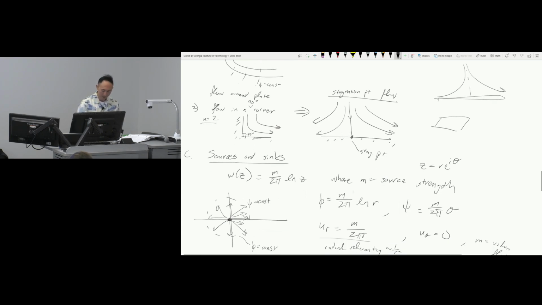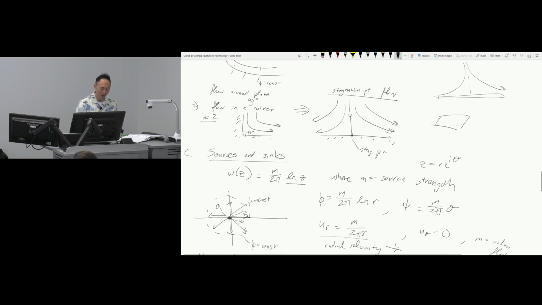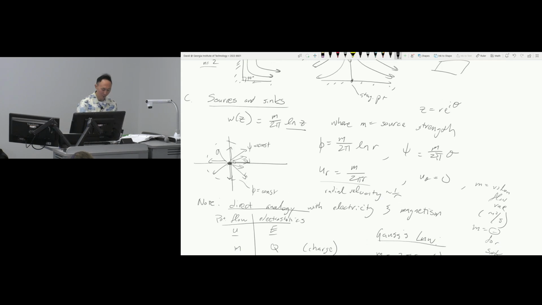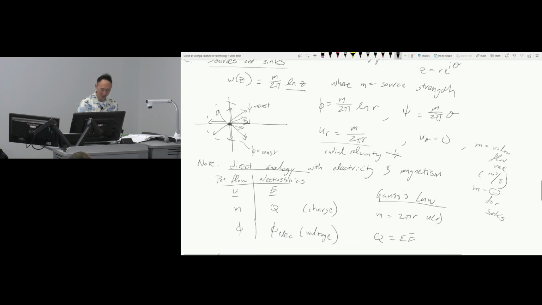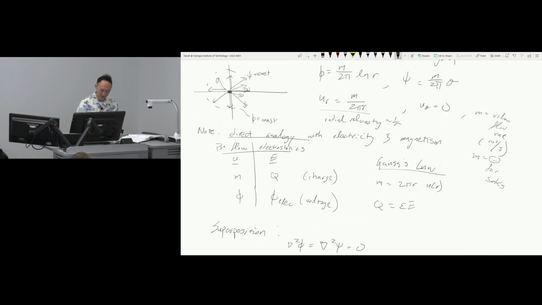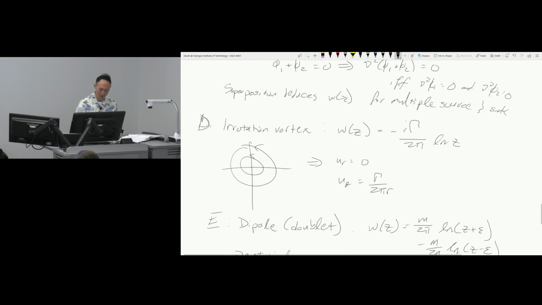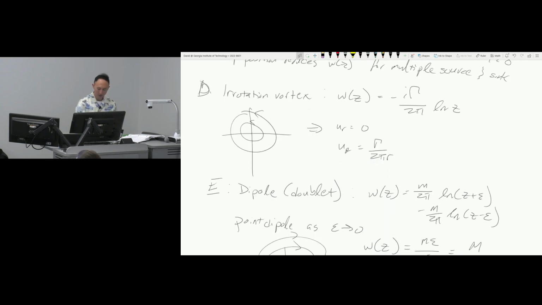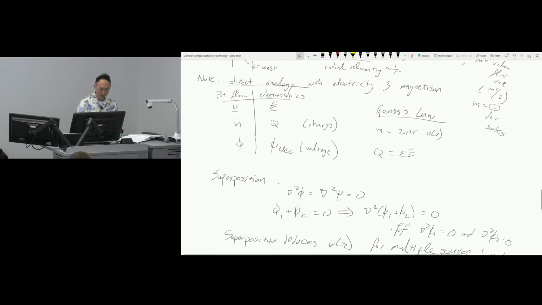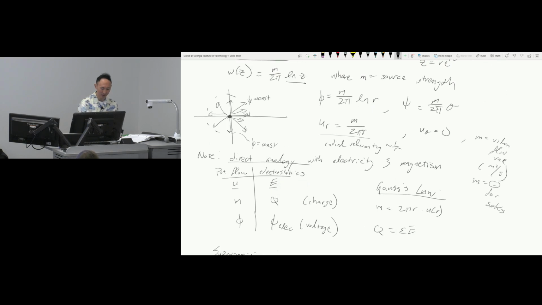Then we looked at the next possible function. Instead of a power, we looked at the log, which is kind of the opposite of a power. For sources and sinks, we have this, a log of z. And I think that's kind of where we ended it. Oh, we had one more. So sources and sinks are basically fluid coming in or out, depending on the sign of M, radially.